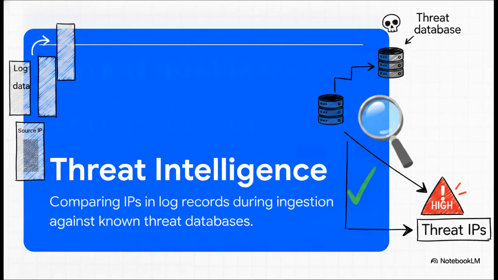And taking field enrichment a step further, we have threat intelligence enrichment. Guys, this is a real game changer for security operations. As log data is ingested, this feature automatically compares incoming source IP addresses against known threat databases. If there's a match, boom, it automatically populates a threat IPs field and slaps a high problem priority label on it. Just imagine using this on your database listener alert logs to instantly flag malicious access attempts without lifting a single finger.